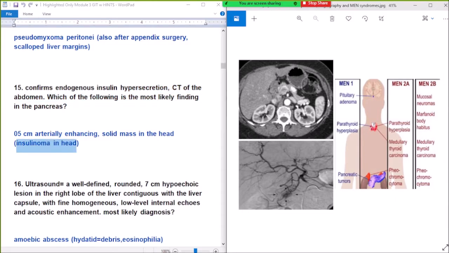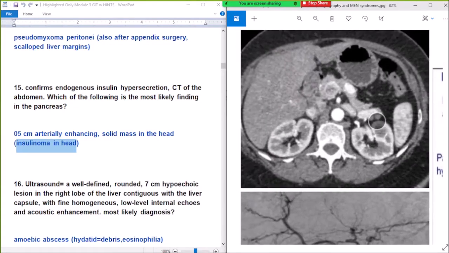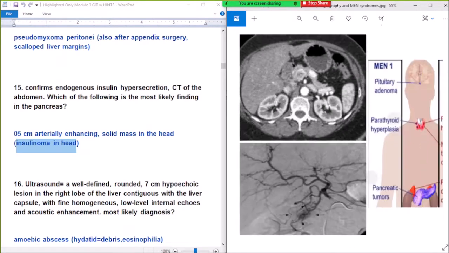So here, look, this is the pancreatic head. There is a 5 cm arterially enhancing solid mass in the head of the pancreas. Insulinoma. Diagnosis: insulinoma.